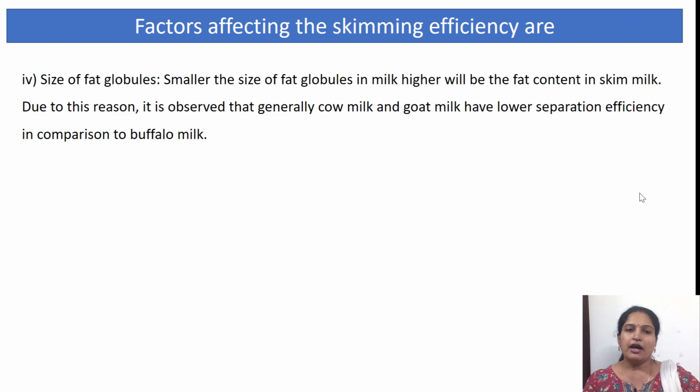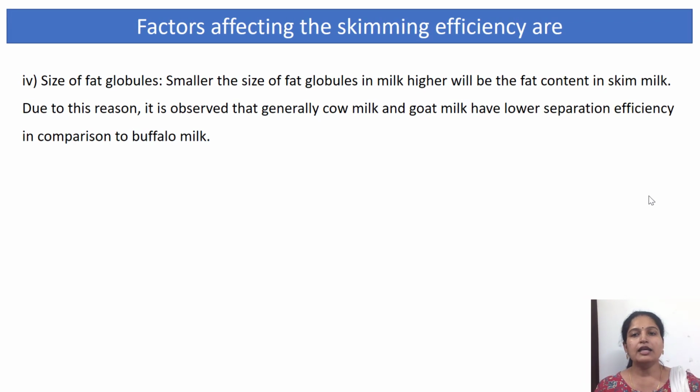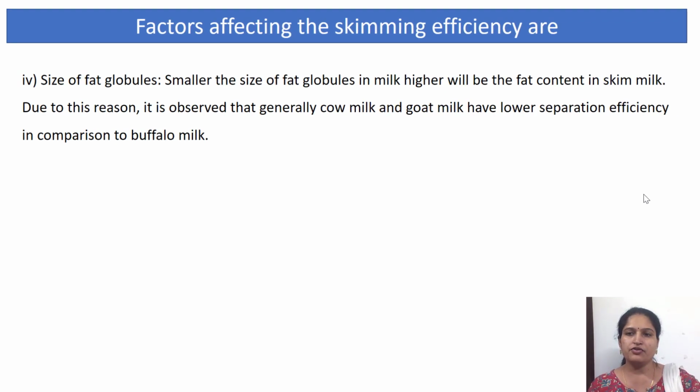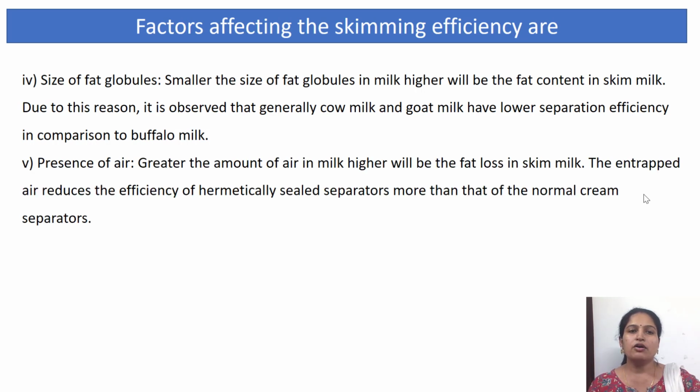The size of the fat globules. The smaller the size of the fat globules in milk, the higher will be the fat content in skim milk. So, due to this reason, it is observed that generally cow milk and goat milk have lower separation efficiency in comparison to buffalo milk.